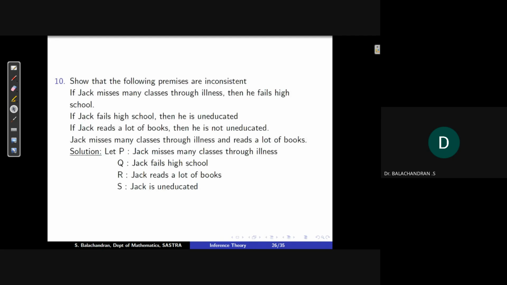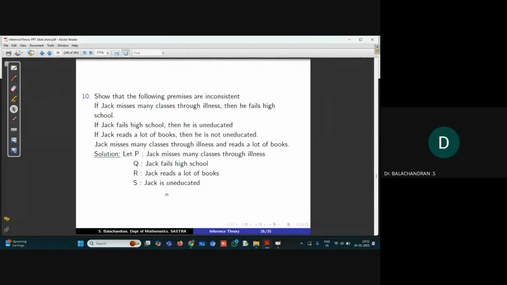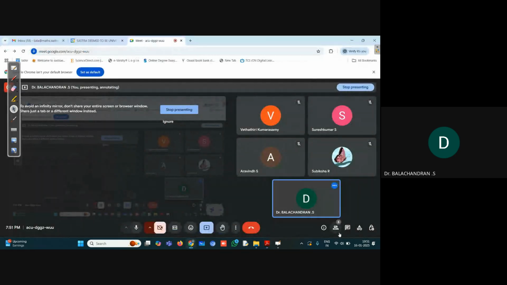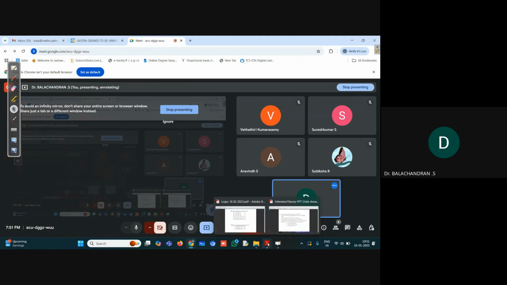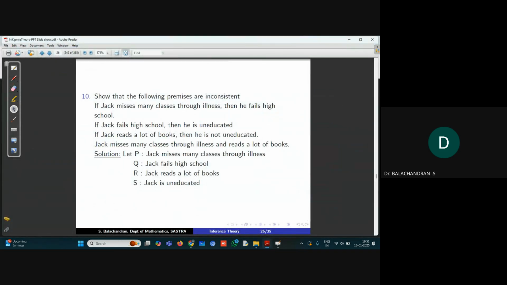And one more: Jack misses many classes through illness and reads lots of books. Jack misses many classes through illness means P, and you know the symbol for and, and reads lots of books means R. So P and R. Okay, P and R.